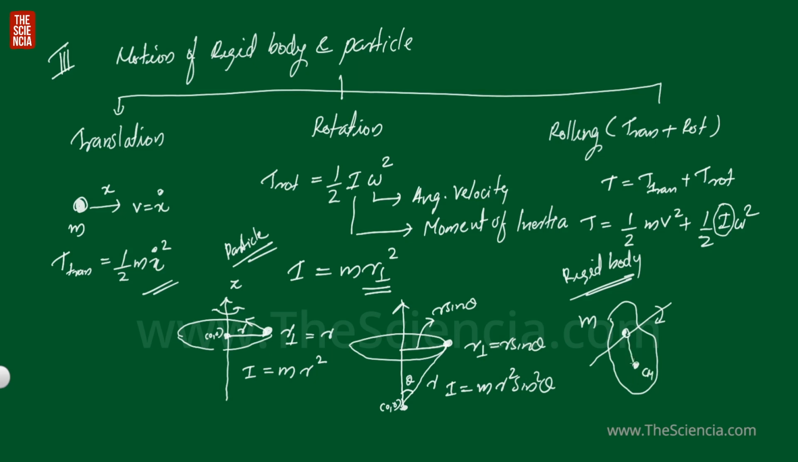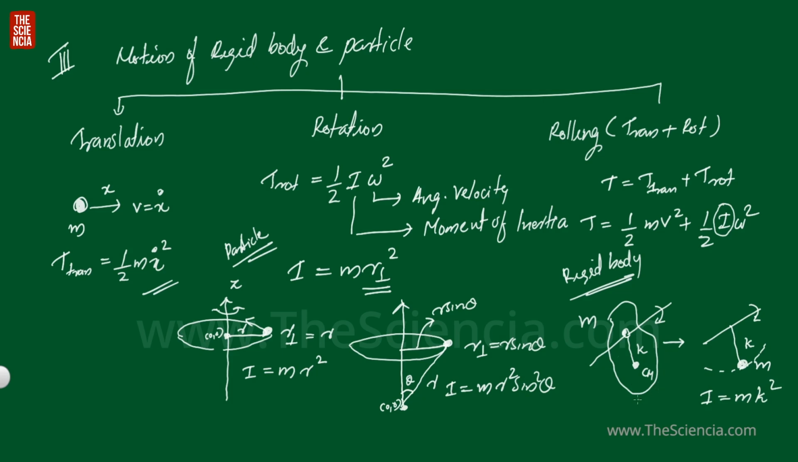And this distance I am taking as the radius of gyration k. Then I can redraw this figure as this one. Now the entire mass of the rigid body is concentrated at this point, and this point is rotating about this axis. So here the radius is k and the mass is m. So this case is now similar to the case of a particle. So what will be the moment of inertia? I will be equal to m k square.